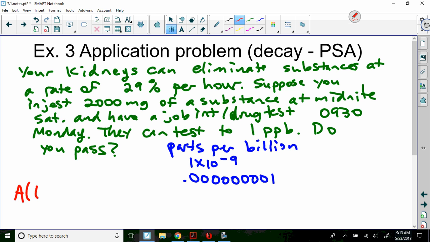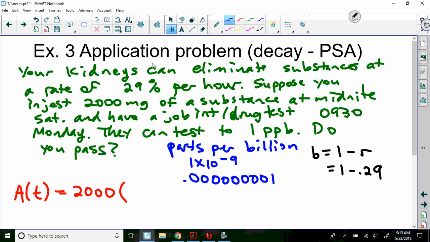The amount of a substance in your bloodstream after so many hours is going to be 2,000 times. Anybody got the B value figured out yet? It's 1 minus R. So it's going to be 1 minus 0.29. So it's going to be 0.71. Okay. So there's our model. Let's do the math, though.